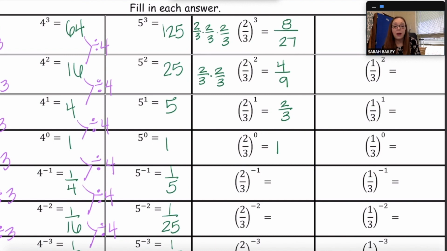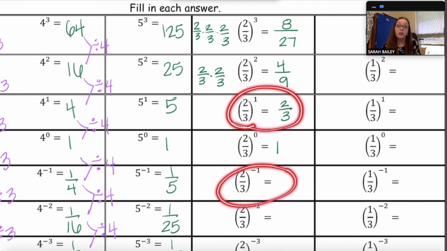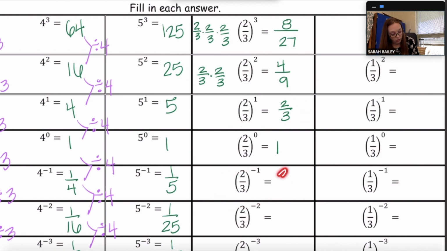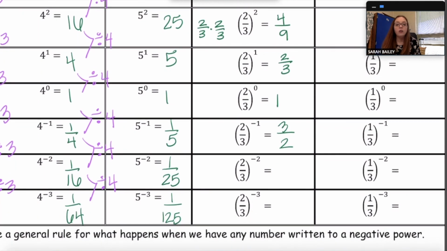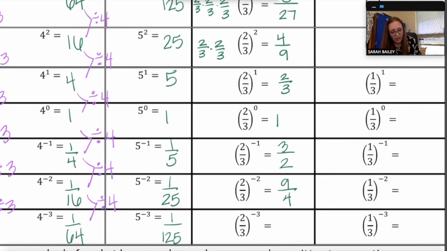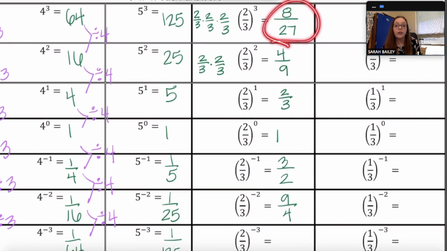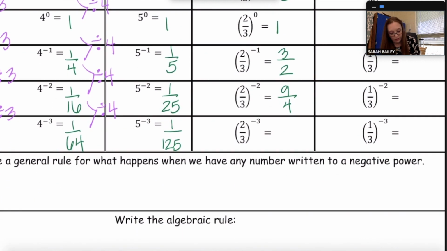Well, if we're following the patterns that we saw before, this answer and this answer should be reciprocals of one another, right? So all I need to do is take the reciprocal of 2/3, which is going to be 3/2. When I do 2/3 to the negative 2 power, I only need to take the reciprocal of 4/9, which would be 9/4. And if I want to do 2/3 to the negative 3rd power, I take the reciprocal of 8/27. So that's going to be 27/8.